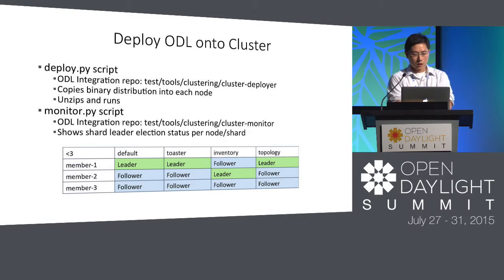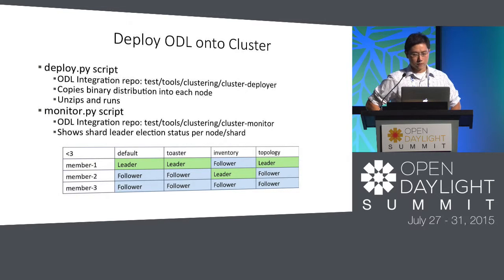Okay, so all that said and done, you will have spun up a set of, let's say, 3 Docker containers that don't have ODL on them. By default, they just have Java. Then in the ODL integration repository, under the cluster deploy directory, there's a deploy script, and I believe this is the same script the ODL Jenkins infrastructure uses to deploy.